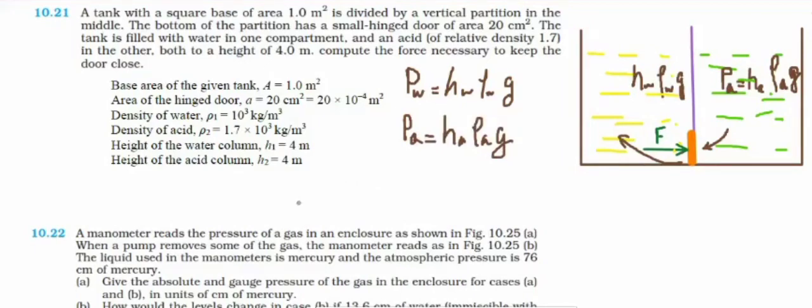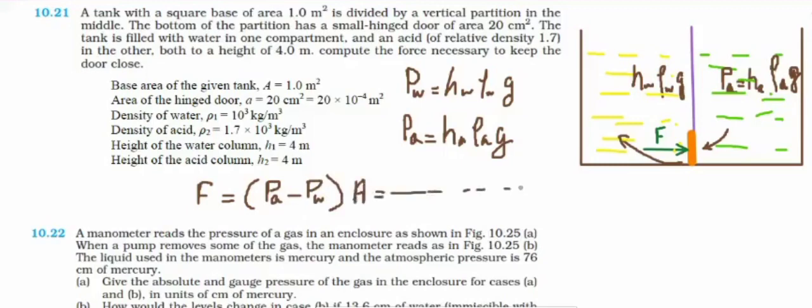The force is equal to the pressure difference, P_A minus P_W, multiplied by the area of cross section A. So you can find the force required to keep the door closed.